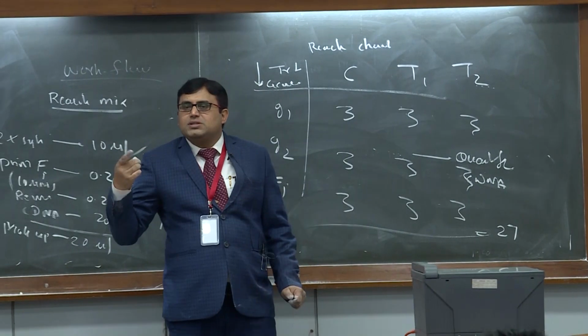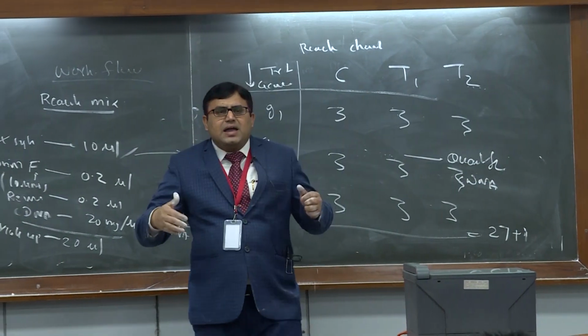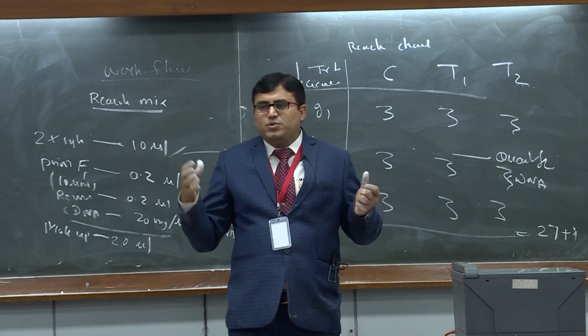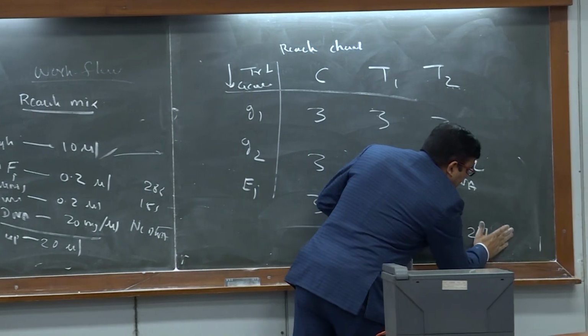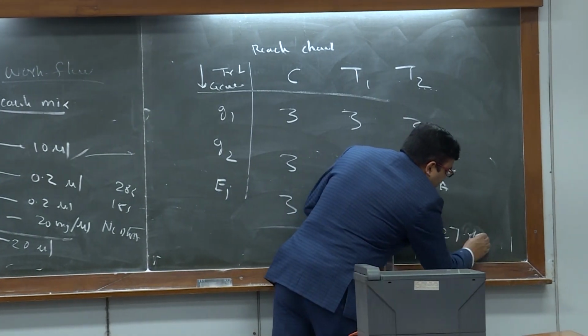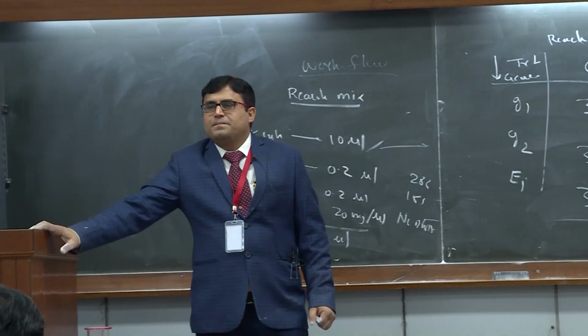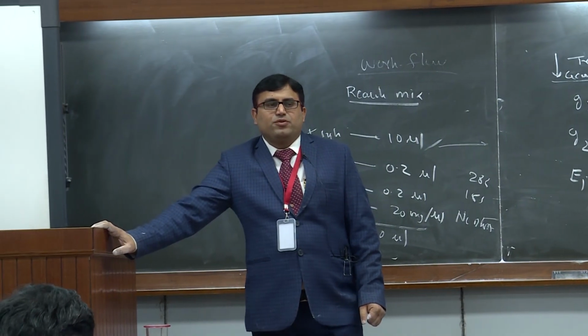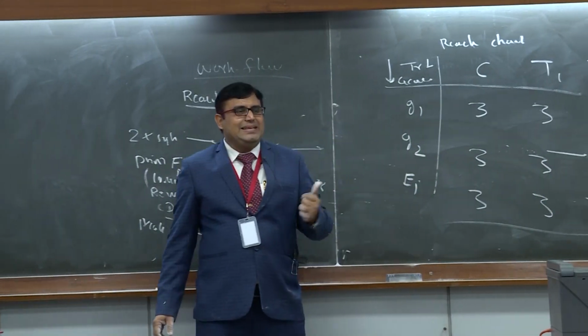So what I'll do is 27 plus 1 extra, if I am doing this real-time PCR experiment regularly, exactly I will keep 27 reactions. Now if you recall here, I have written G1, G2, but in one case I have written E.